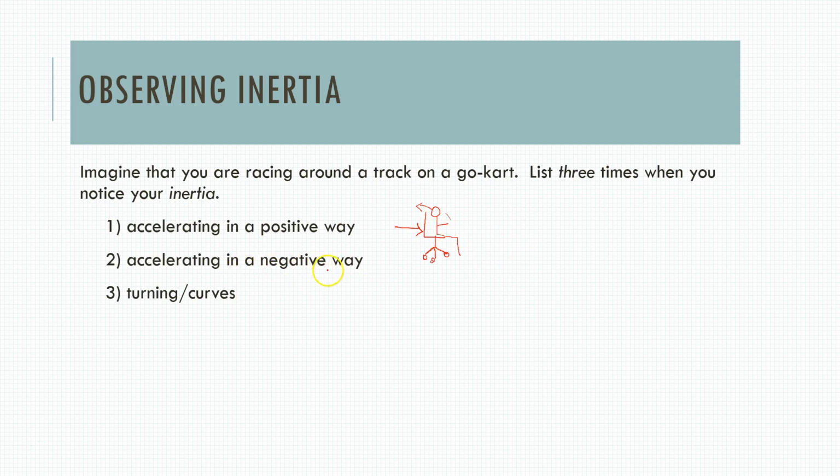Now, accelerating in a negative way. If you're bebopping along in your rolly chair and all of a sudden someone from behind grabs it and stops your chair real fast, you might actually get thrown forwards this time and fall flat on your face. Why is that? Because you were moving and you wanted to keep on moving, but the chair stopped, so it's your tendency to keep moving.